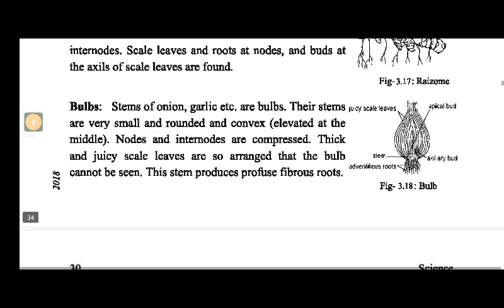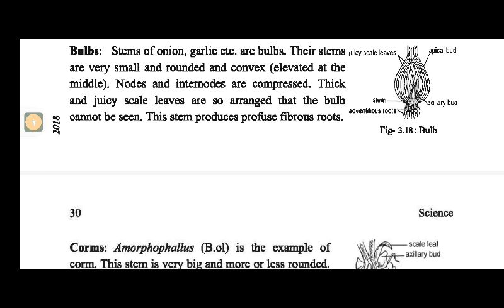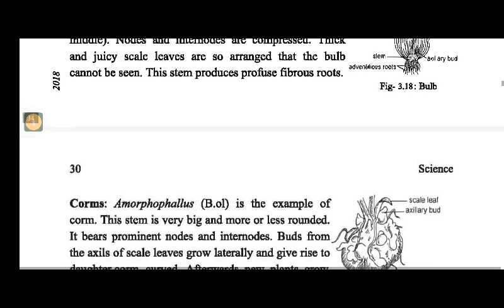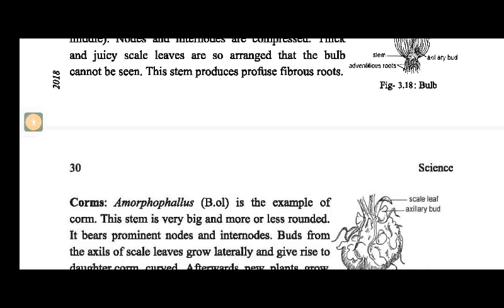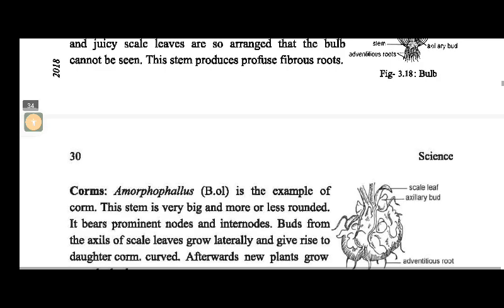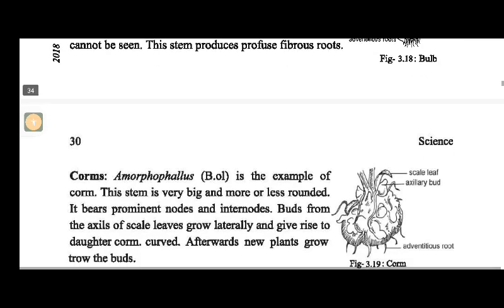Bulbs. Stems of onion, garlic, etc. are bulbs. Their stems are very small, rounded and convex. Nodes and internodes are compressed. Thick and juicy scale leaves are so arranged that the stem cannot be seen. This stem produces profuse fibrous roots.